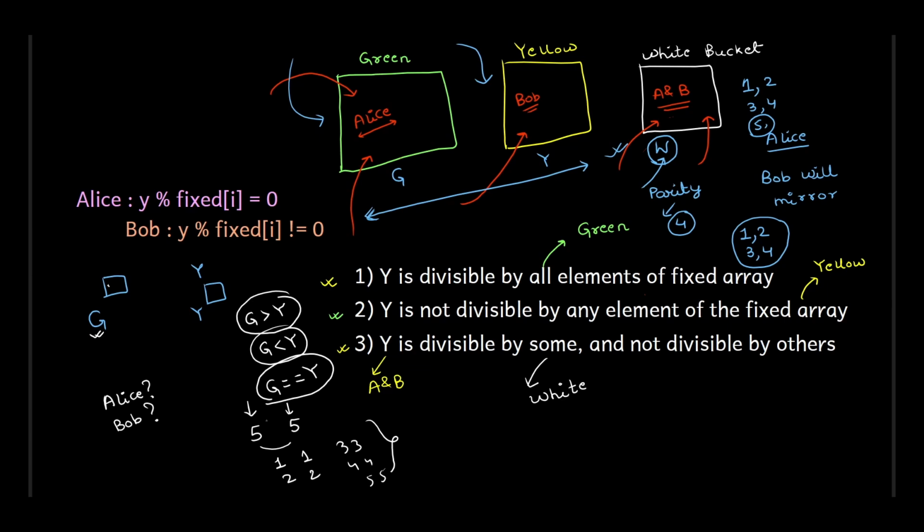But if Bob started the game, then Alice can mirror the moves and then Bob will run out of moves. So in this manner, you can solve the entire problem.